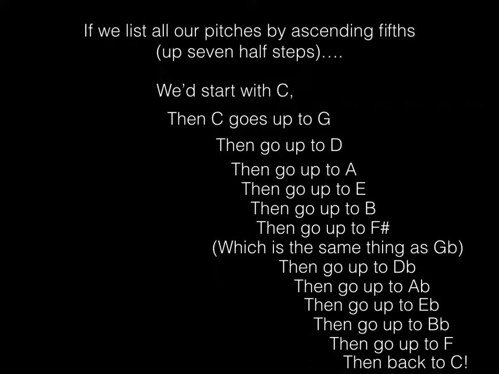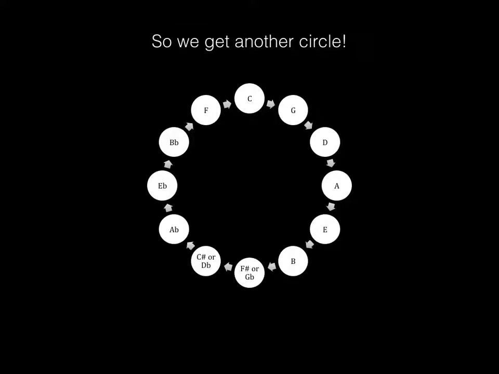If we start on C, we'll end back on C if at some point we start respelling sharps as flats. So we get another circle there. And notice how down at the bottom you have F sharp or G flat, and then C sharp or D flat.